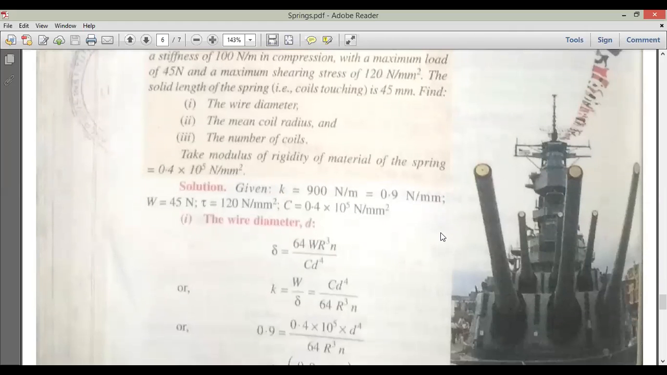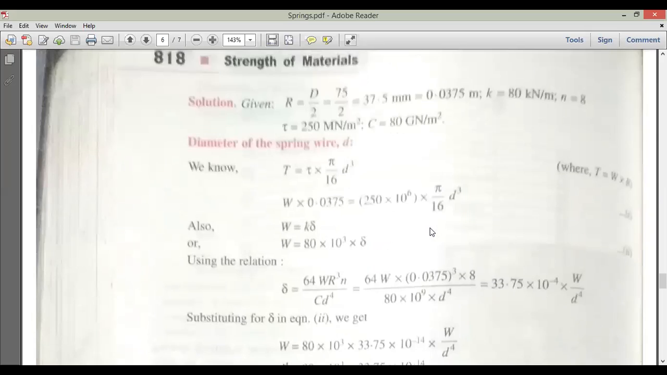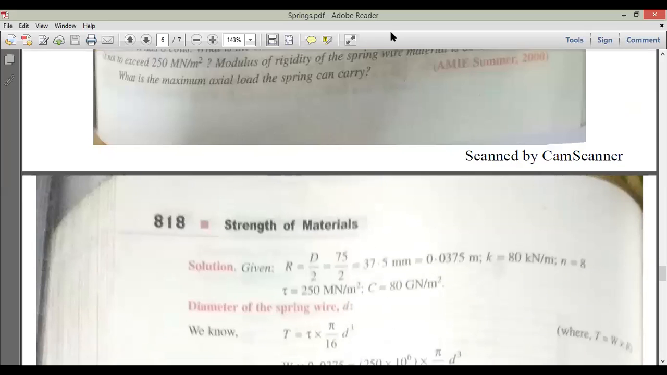So we have solved enough examples. I think everything is clear for the time being.